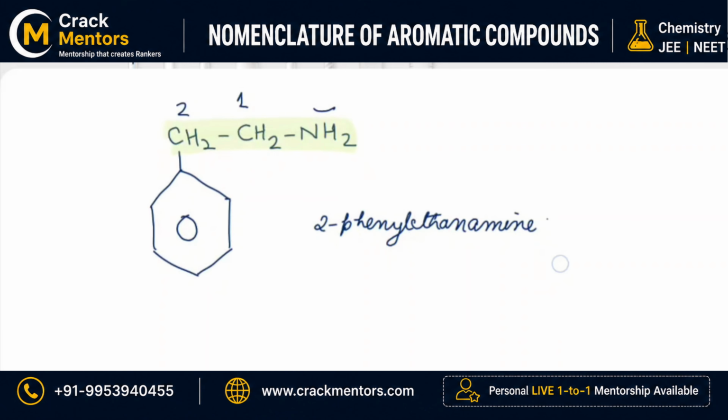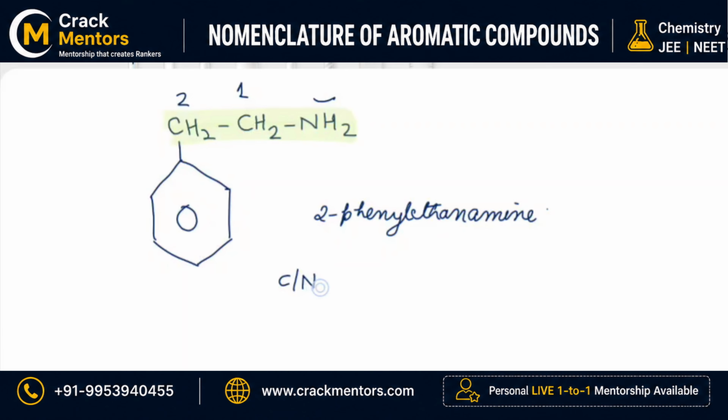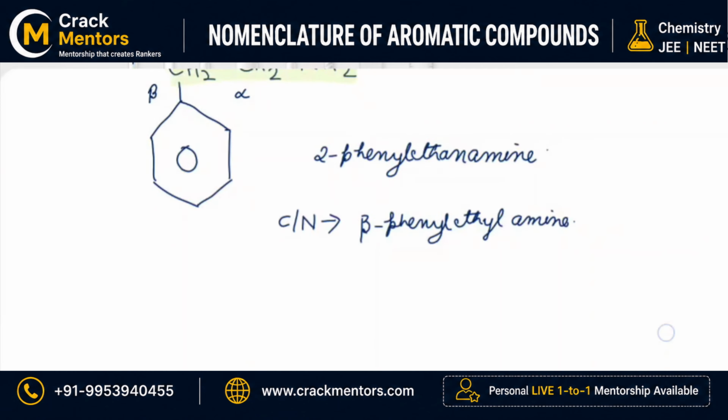Right? If I want to give it a common name, how will I give it a common name? I will start the numbering as alpha, beta, right? And on the beta position phenyl is there, so I will write beta phenyl ethyl amine. Okay.